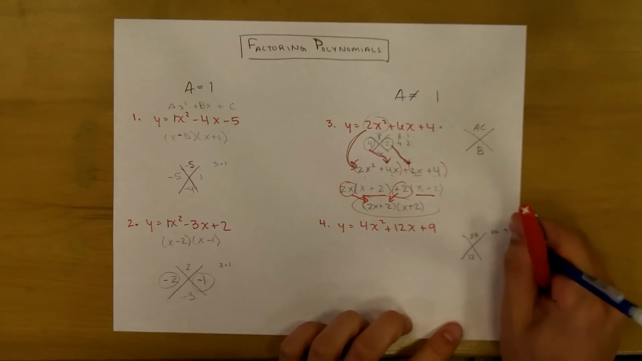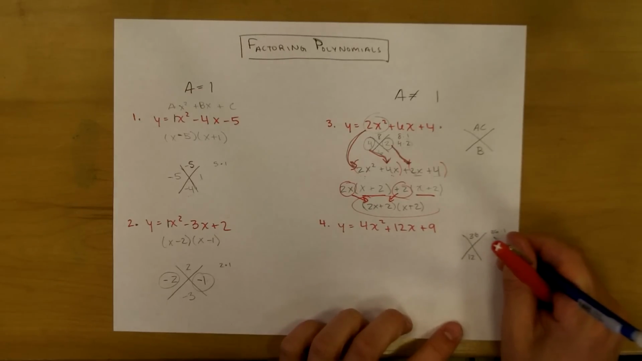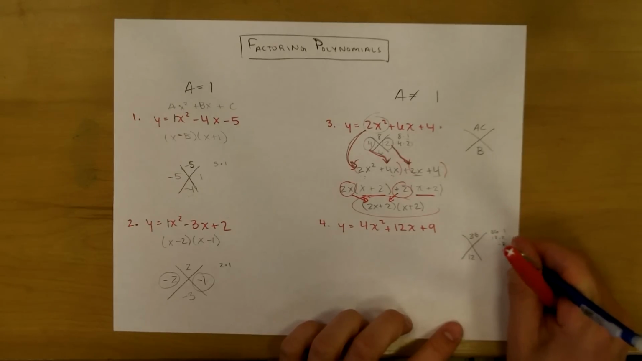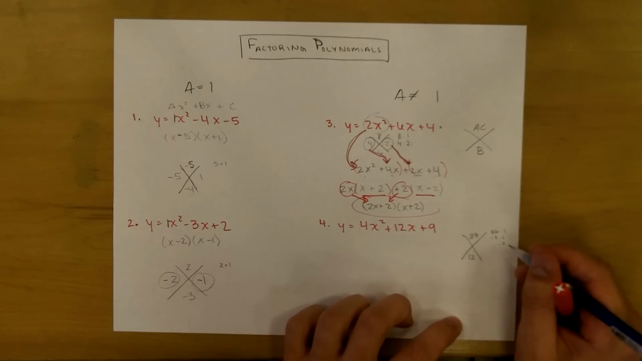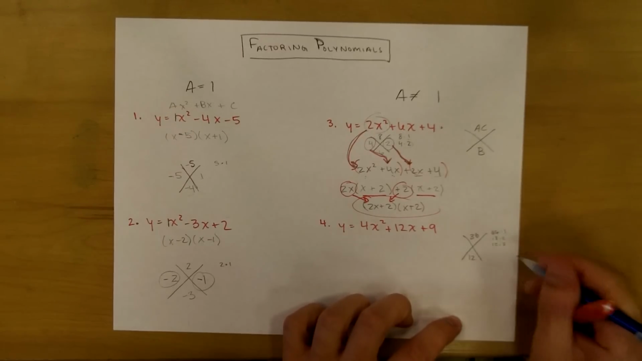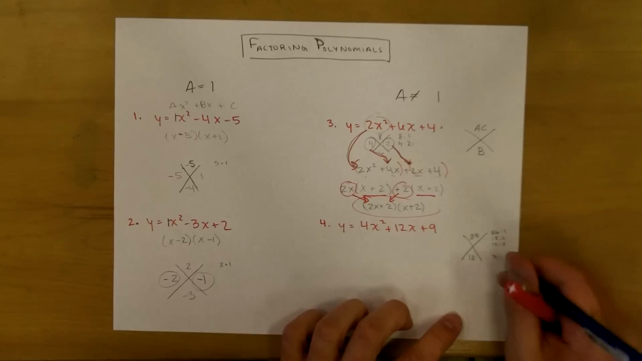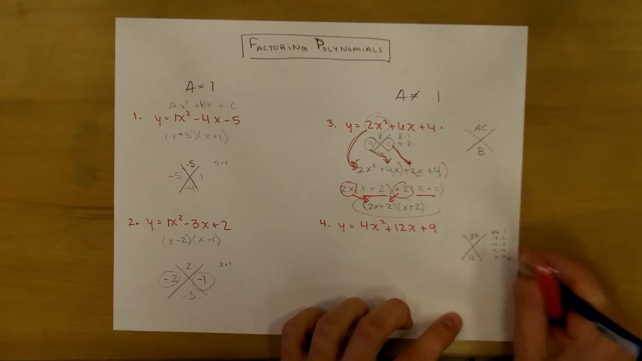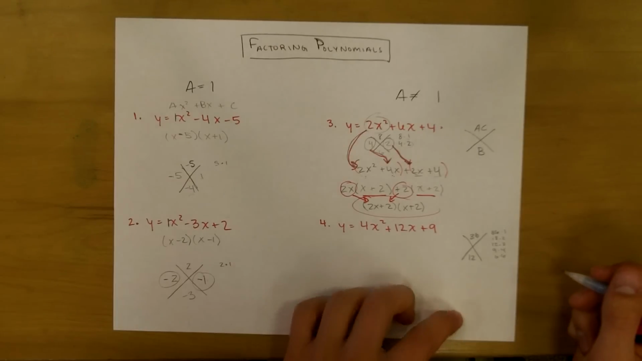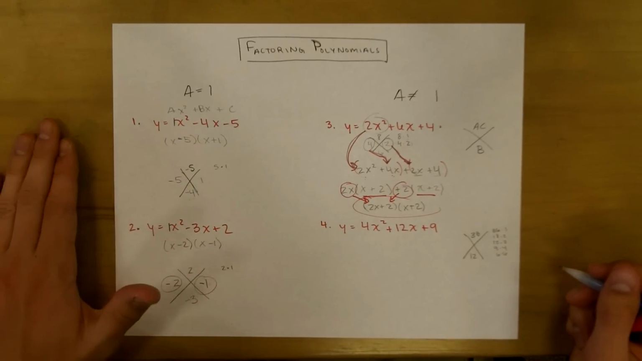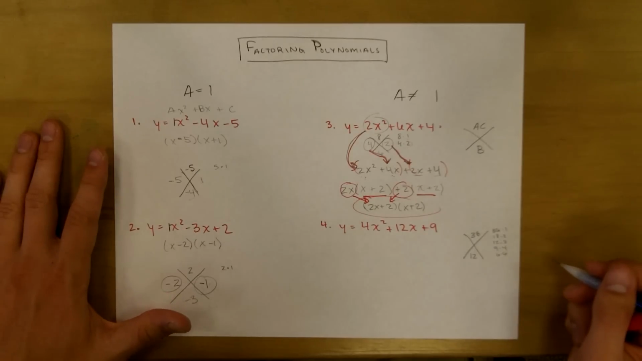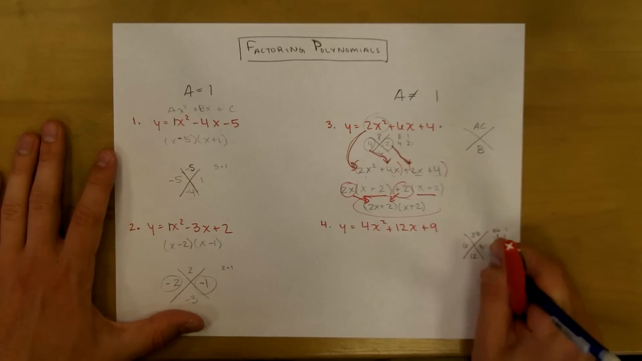So you have 36 and 1. You have 18 and 2. You have what in 3? That is 12 and 3. And then we have 9 and 4 and 6 and 6. So, what multiplies to 36 and adds to 12? Well, we can do 6 and 6, right?